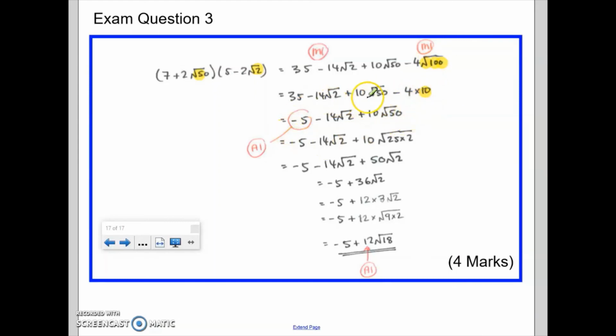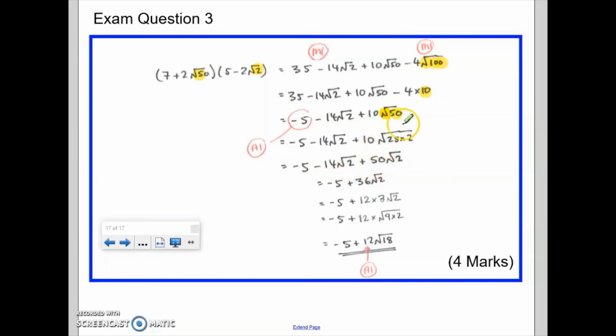So when we bring things together, we're sort of left with minus 14 root 2's and 10 root 50's. But that's no good for us because the question asks for our answer in terms of root 18. So what I've done here is I've taken the root 50 and simplified it down to root 25 and root 2. Root 25 would become 5. So that would simplify down to 5 root 2's. The 5 times the 10 would give me 50.